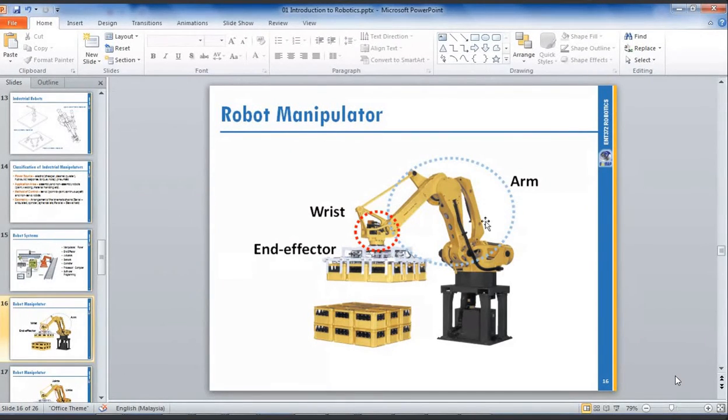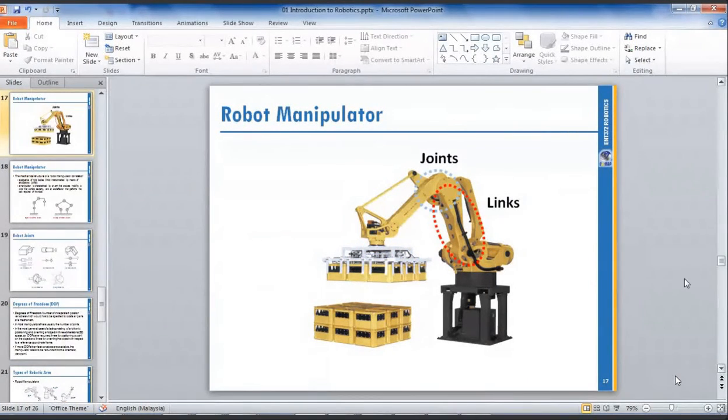So this is arm, this is arm, this is wrist, this is end effector. So this is joint. For example, this is joint 1 at the bottom, joint 2, joint 3, joint 4. So you have 4 joints, that means you have 4 degrees of freedom. Between joints, we call it a link. So this part we call link, because it is the link between joints.